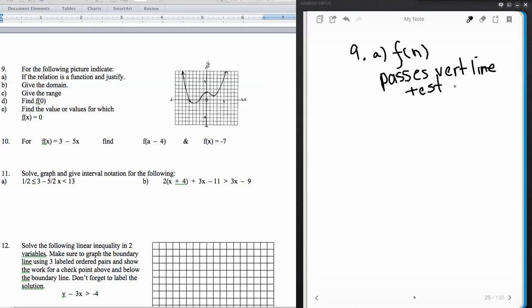Now part B says give the domain of it. Oops, not D, it's part B, and it's capital D for domain. So when I'm looking at the domain on this one, we have to look at the values for x's that could possibly be coming into play here. So we see that this keeps going up and up and up this way and up and up and up this way.